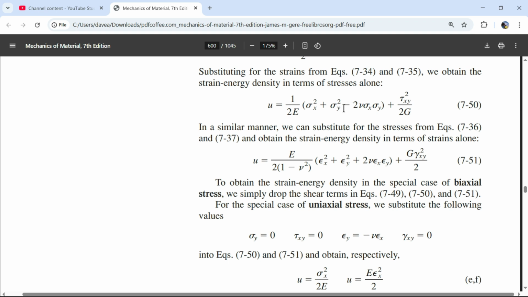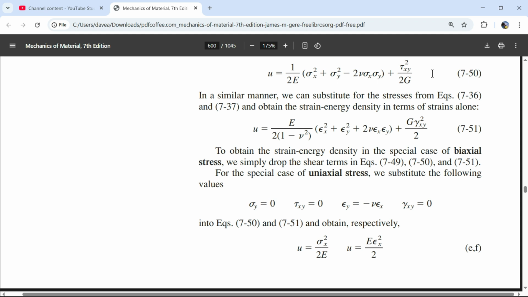If it's biaxial, all this stuff remains, and this goes away. So cool. To obtain the strain energy densities in the special case of biaxial stress, we simply drop the shear term out of both those. For the special case of uniaxial stress, we substitute the following values.